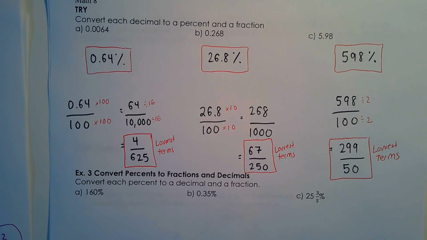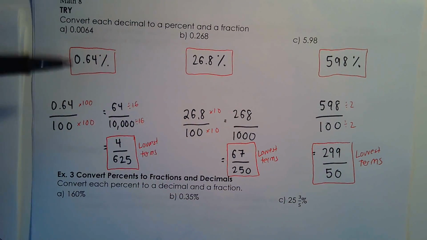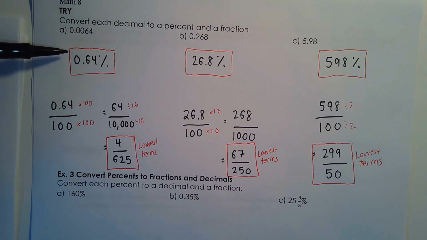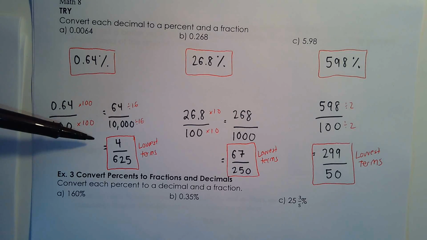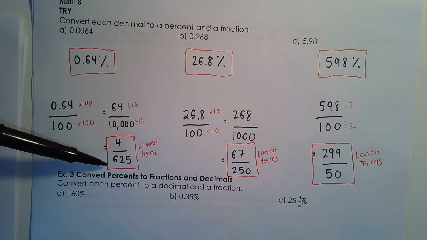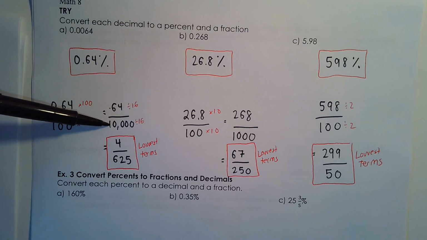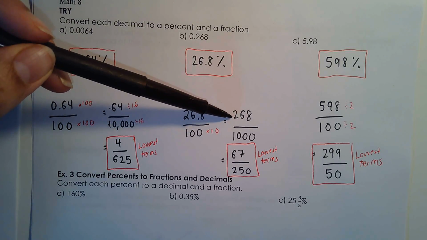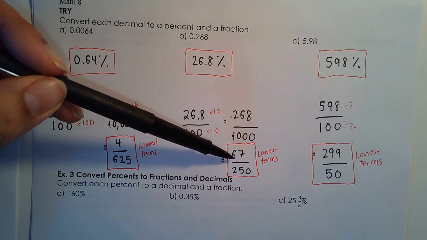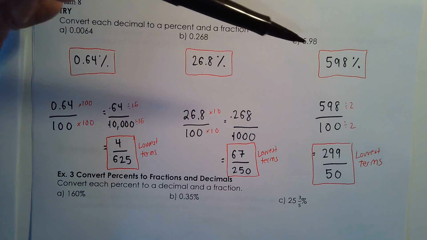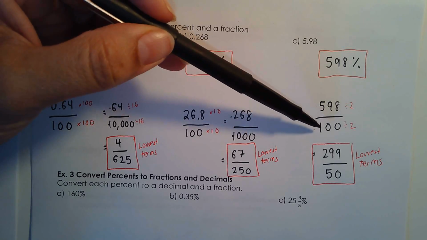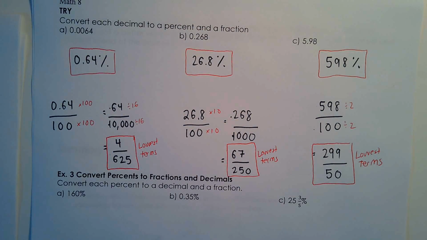Okay, so you can check over your examples for try. I've put the percentages up top here and the fractions at the bottom. So keep in mind the fractions have to be in lowest terms. So if you got 64 over 10,000, you need to put it in lowest terms. If you got 268 over 1,000, you need to put it in lowest terms, divide them both by 4. And if you got 598 over 100, you need to put them in lowest terms. Divide them both by 2.